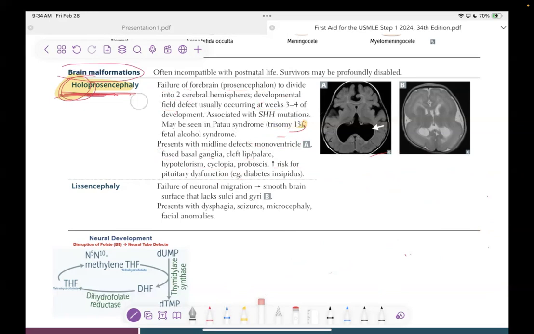Diabetes means that the patient is peeing a lot, going to the restroom a lot, losing water a lot, but it is not due to sugar. It is due to pituitary dysfunction or maybe receptor dysfunction in the collecting duct.